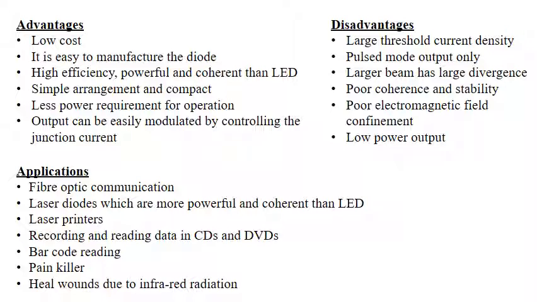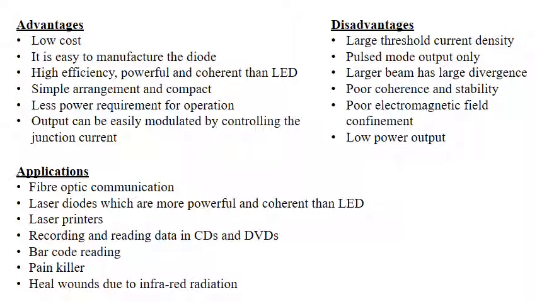It's a very simple and compact arrangement, with less power requirement for operation, and the output can be easily modulated by controlling the junction current. Disadvantages: it has a large threshold current density and pulsed mode output only, and the beam has large divergence, poor coherence and stability, poor electromagnetic field confinement, and low power output. Applications: it is used in fiber optic communication.